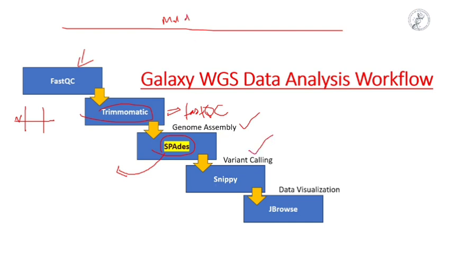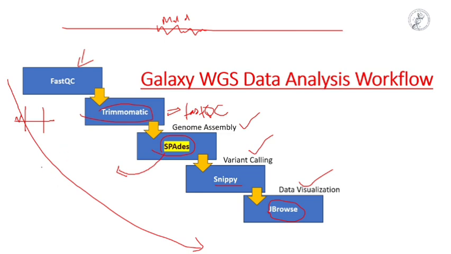If any SNPs or any variations are present, different variant calling tools are available in Galaxy. We can find out the different mutations present in our genome. And then after finding the mutations, we can visualize our genomic sequence using another tool present in Galaxy called JBrowse. So, a lot of tools are there. The basic steps are the same in most whole genome sequencing.